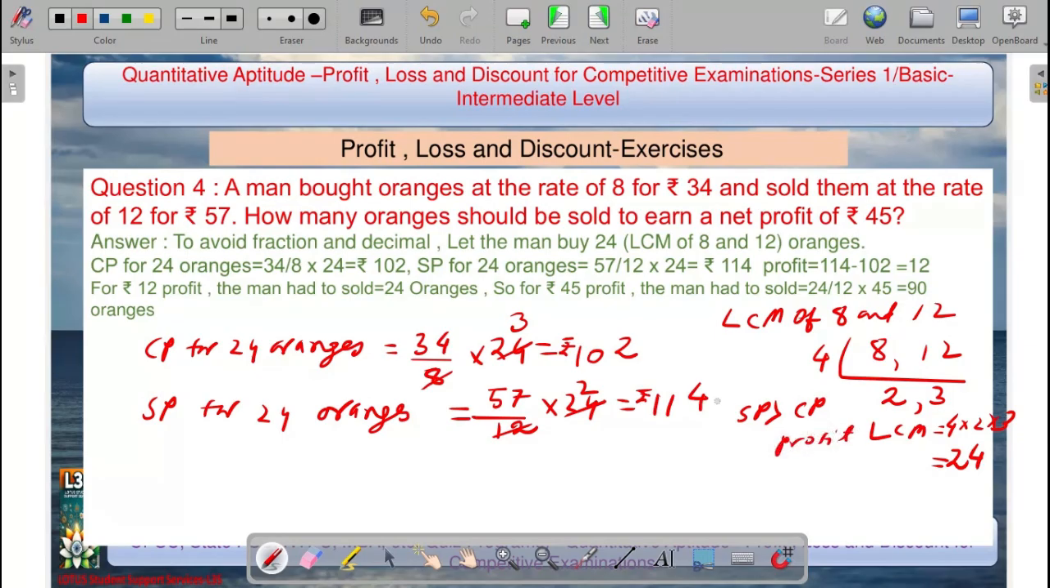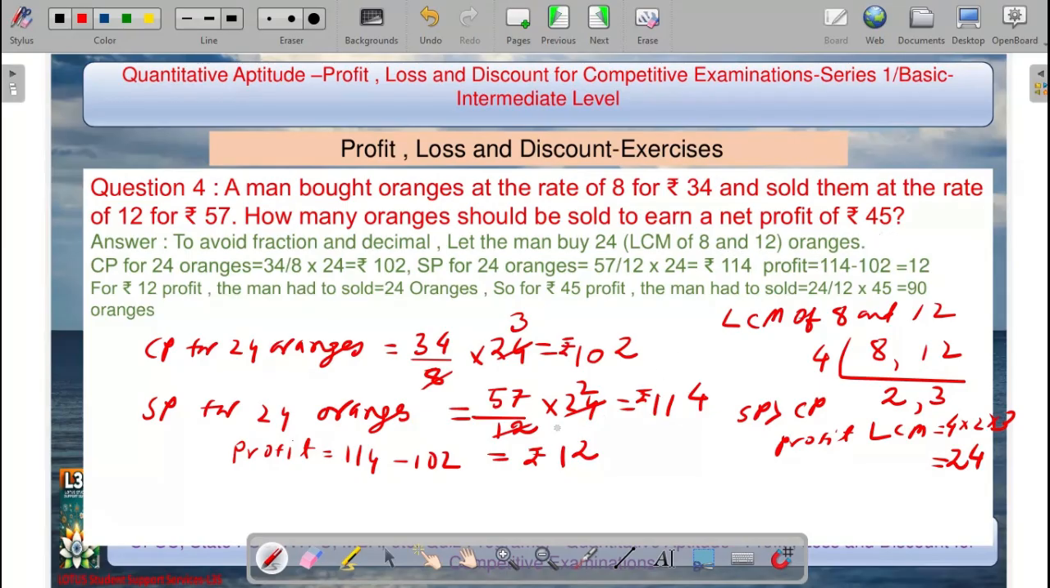So profit is how much? Profit is 114 minus 102, so this will be rupees 12 profit. Now what we have to find out is how many oranges should be sold to earn a net profit of 45.